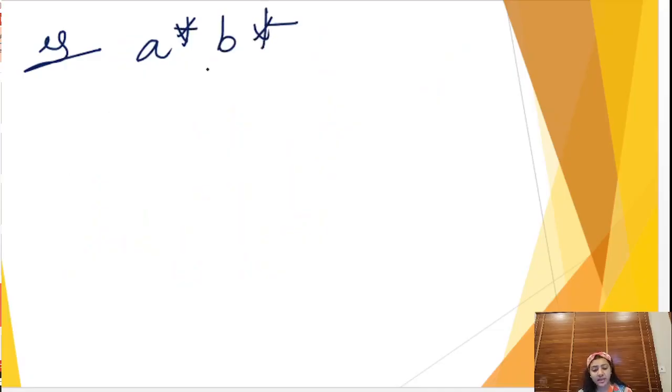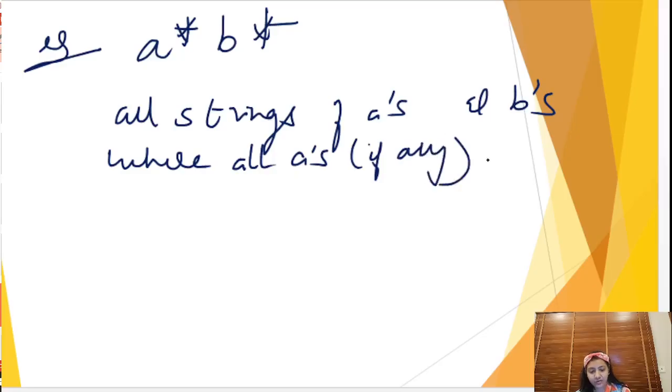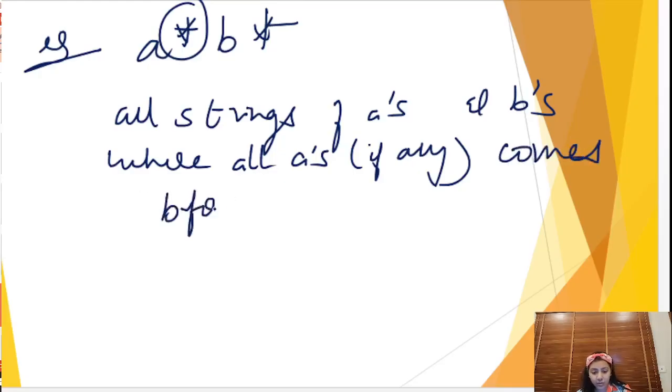Let's take another example. If I have A star, B star, what is this representing? This is representing all strings of A's and B's, but the condition is where all A's, if there are any. Why are we using this phrase, if there are any? Because of the star on the A. So all strings of A's and B's where all A's come before all B's, right? Come before all B's.